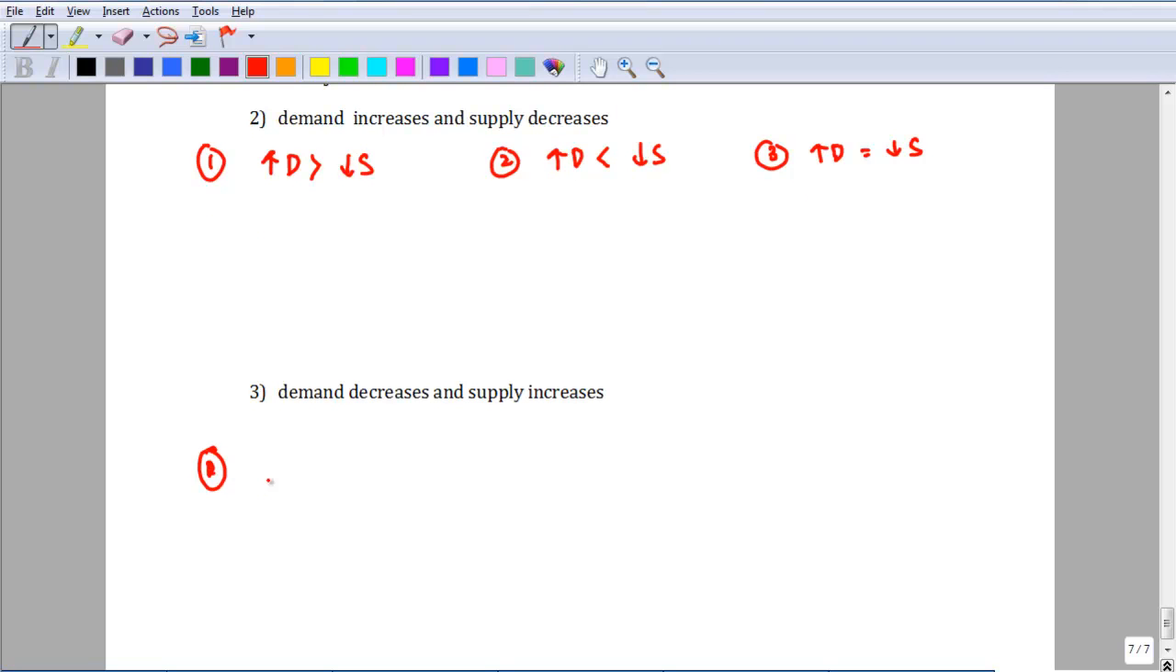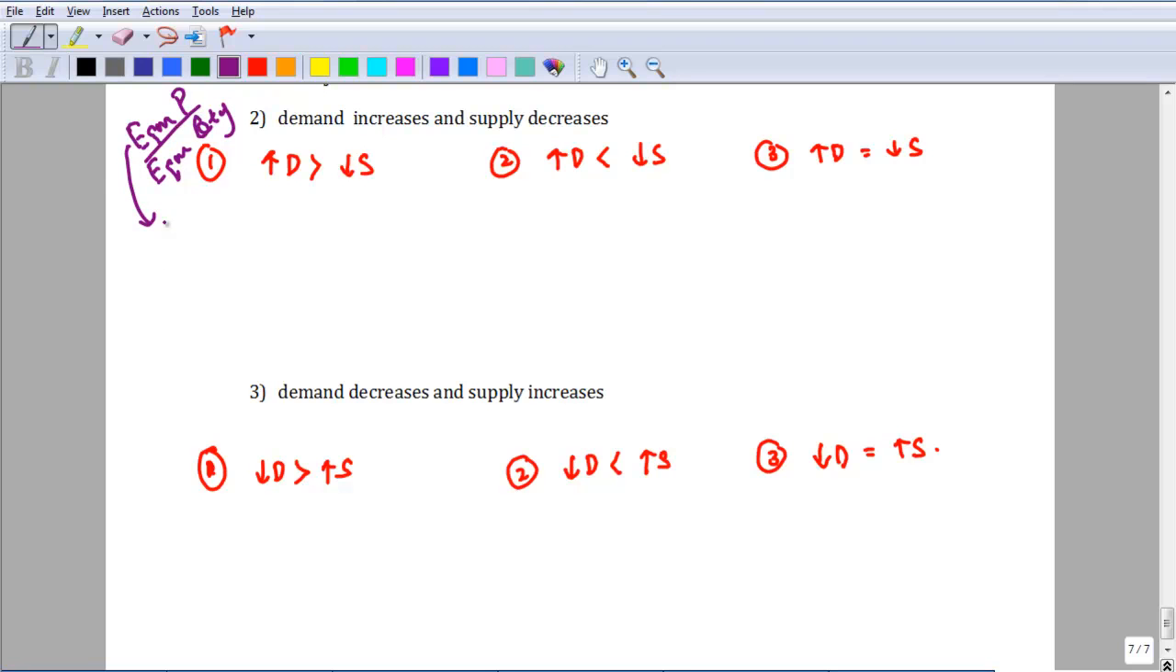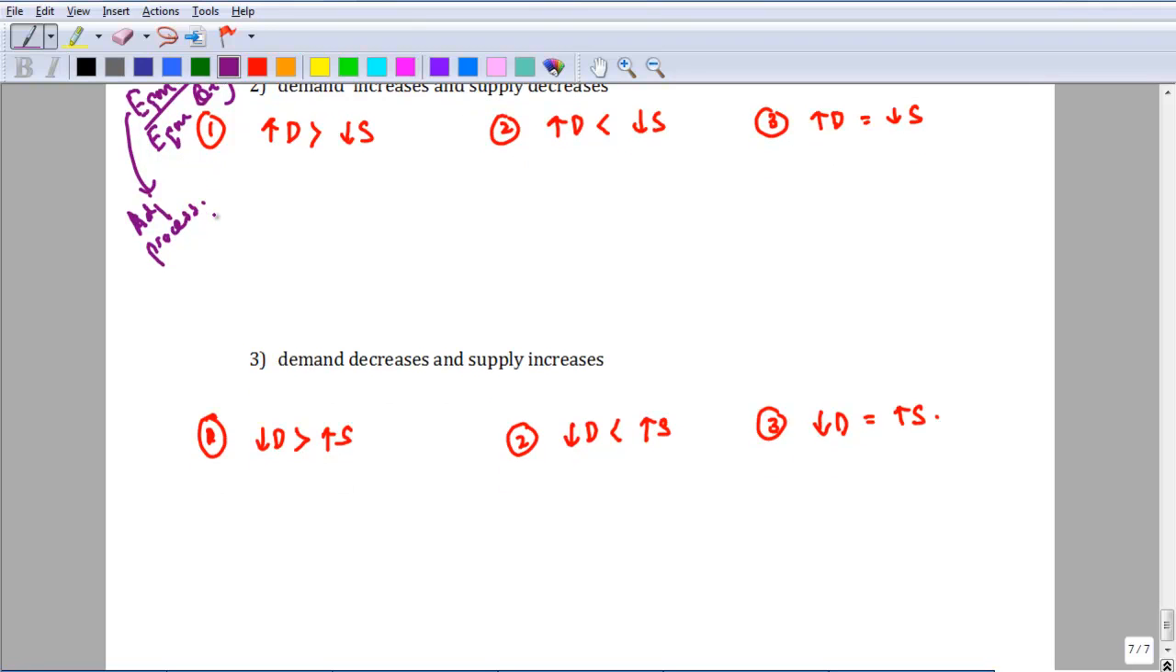Fall in demand, increase in supply. Illustrate a case when your fall in demand is more than the increase in supply. Second case, fall in demand less than the increase in supply. And the third case, fall in demand equal to the increase in supply. For all these six cases, you have to tell me the impact on the equilibrium price and the equilibrium quantity. And when you explain the equilibrium price, make sure that you know how to explain the adjustment process. That will be all for today.